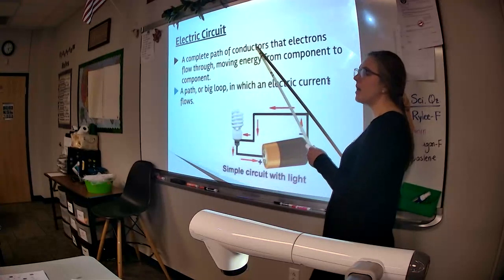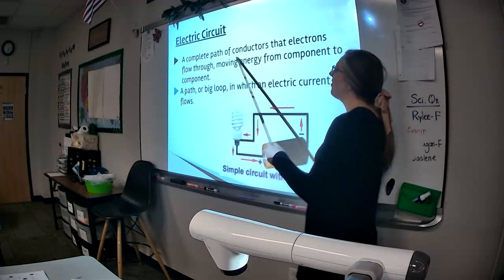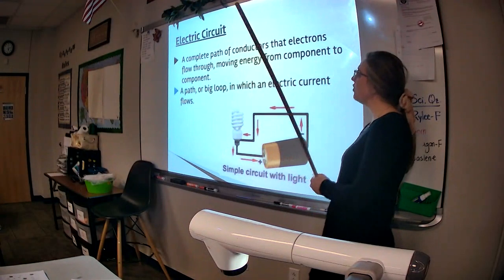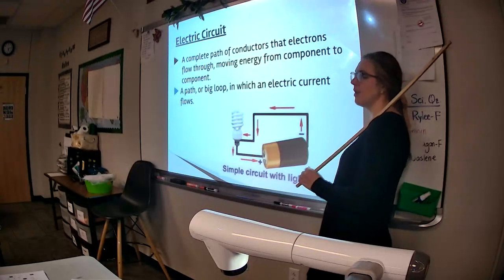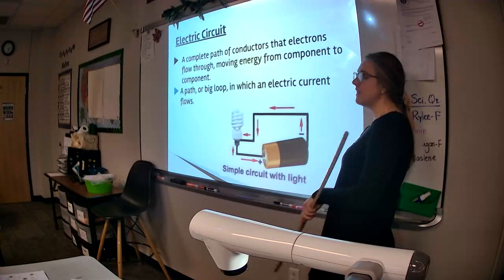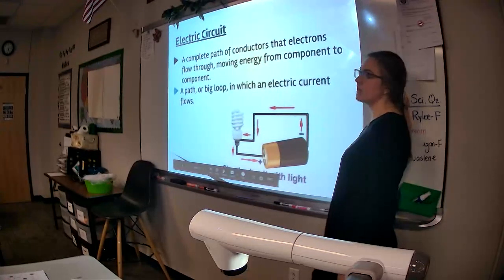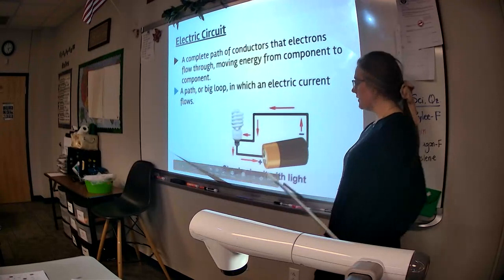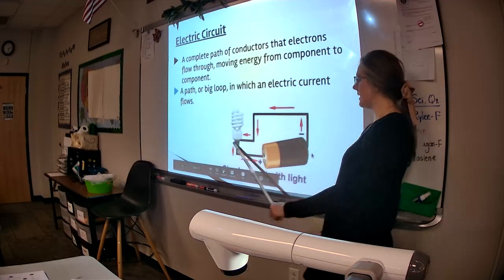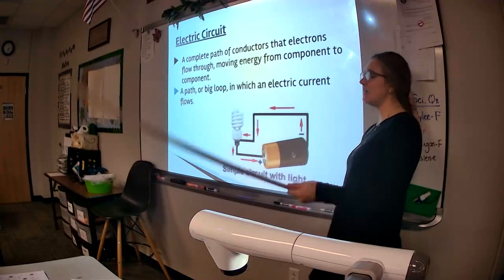Here's the longer, more complicated definition. An electric circuit is a complete path of conductors that electrons flow through, moving energy from component to component. The easier definition: it's a path or a big loop in which an electric current flows. So this circuit has a little bit of a box shape with a little rectangle here on the outside. The circuit could take any kind of shape.